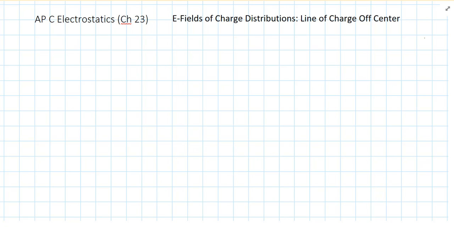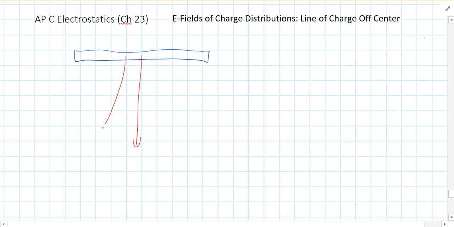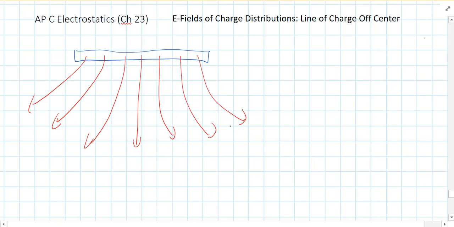So let's say you have a line of charge. Now, before we get going on this, let's say it's positively charged, the electric field is going to look something like this. What we're trying to do is figure out what that electric field is as a function of x and y, basically, or location. So I'm going to focus on a location like perhaps here somewhere.